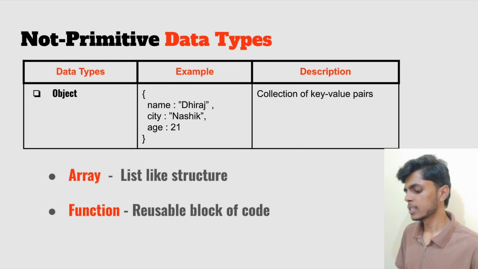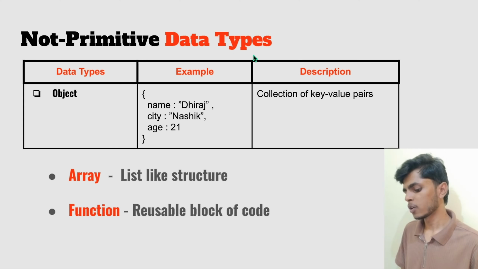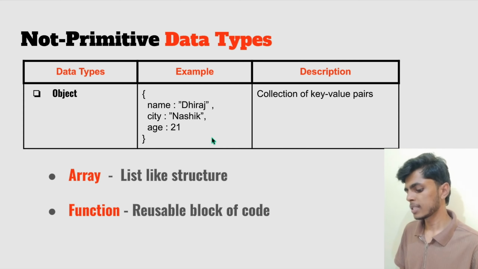Next we will see the non-primitive data type. Non-primitive data type contains only object. So what is an object? Object is a collection of key value pairs. You can see here there is an example. It contains name Dhiraj, city Nasik and age 21. So name, city and age are the keys of the object, and Dhiraj, Nasik and 21 are the values of these particular keys.